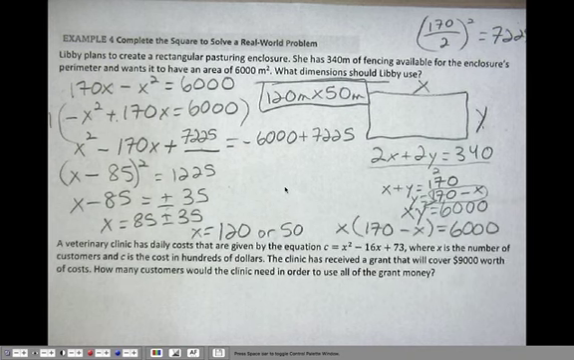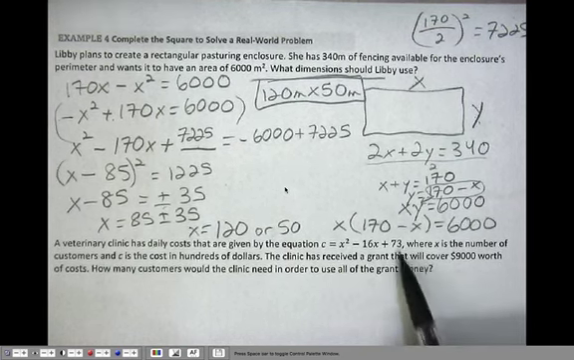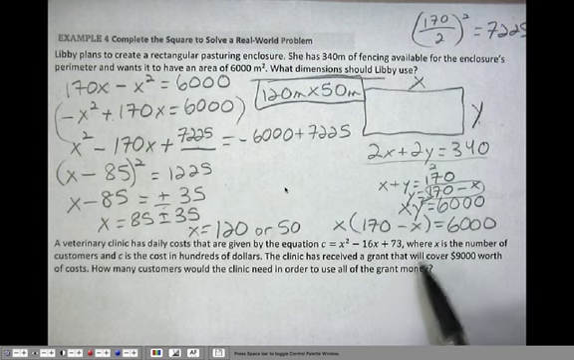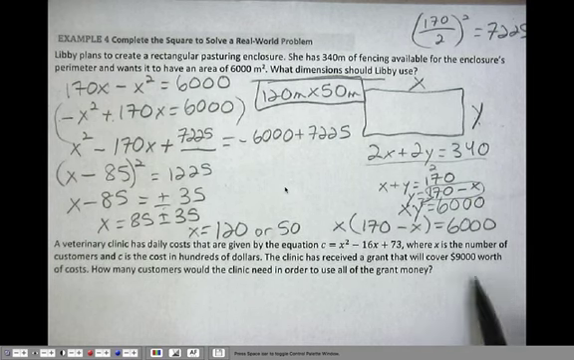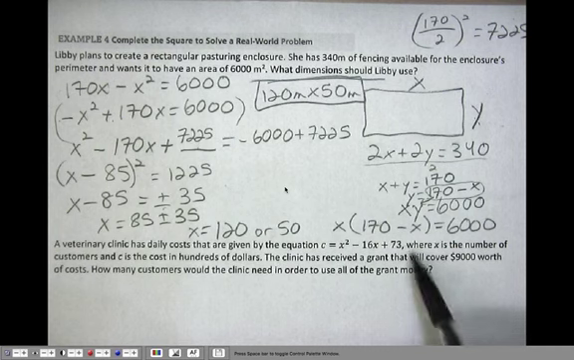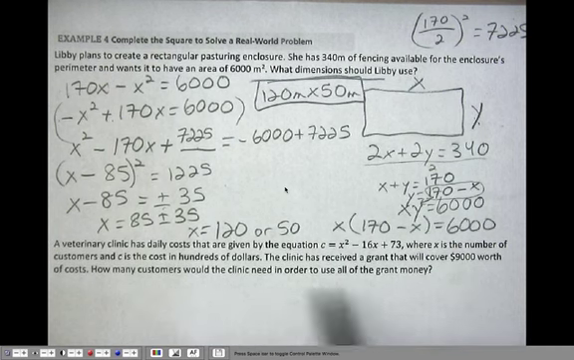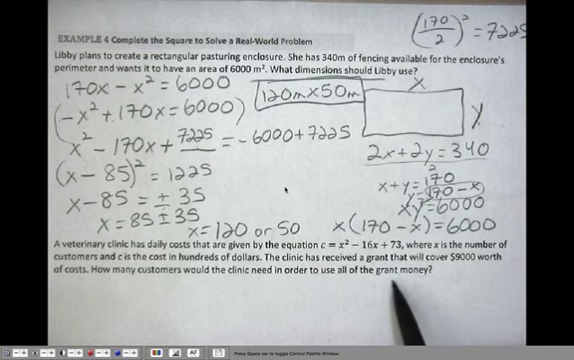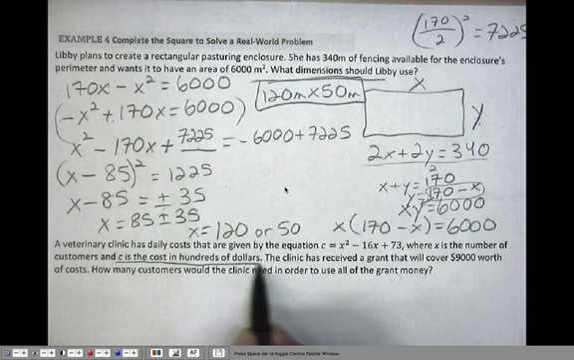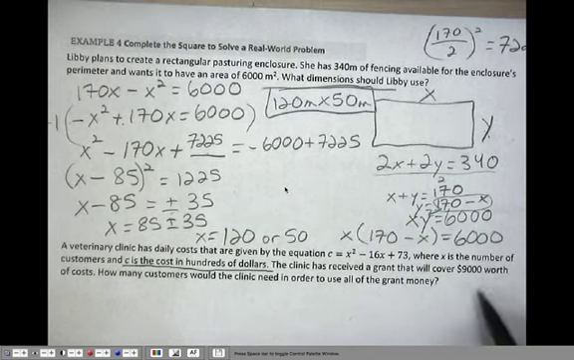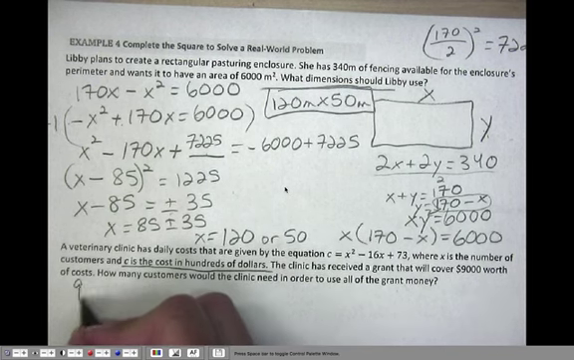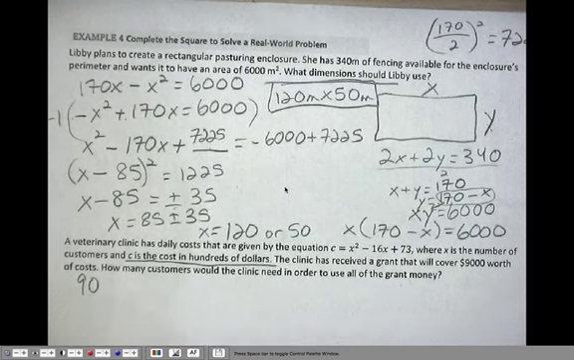In the next example, they're giving us the equation, so that's really helpful. And we've received $9,000, and we can use that to cover the costs. So the problem is asking us how many customers would we need in order to use all of that grant money. What you need to be careful of is that C is the cost in hundreds of dollars. So 9,000 is 90 hundreds of dollars.